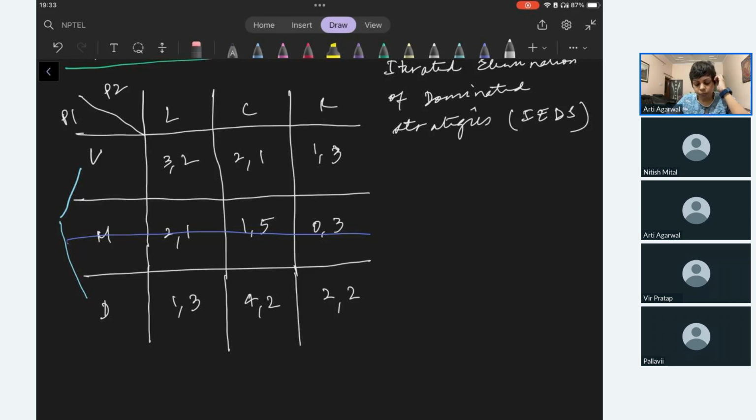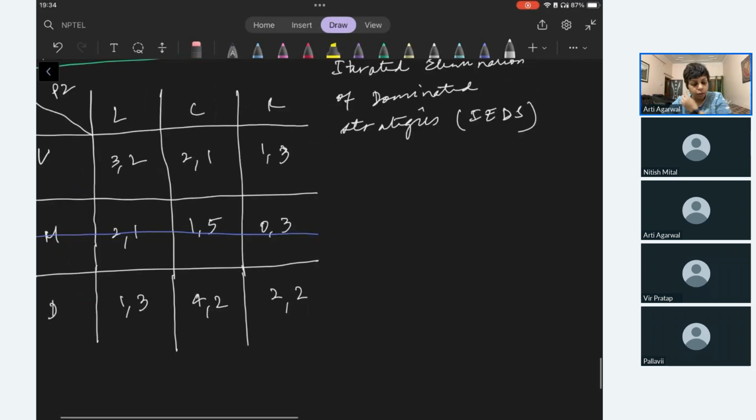Now, all these payoffs are known to both players, right? So P2 will also know that P1 is never going to play this strategy M, because it's always giving it a lesser payoff than this mixed strategy up and down. So we delete M. Now P2 will want to compare its own payoffs after deleting M. Remember, this is after deleting M. If you keep M in place, the game is different from the payoff perspective. But once you delete M and assume there is no such thing as M, then you compare P2's payoffs.